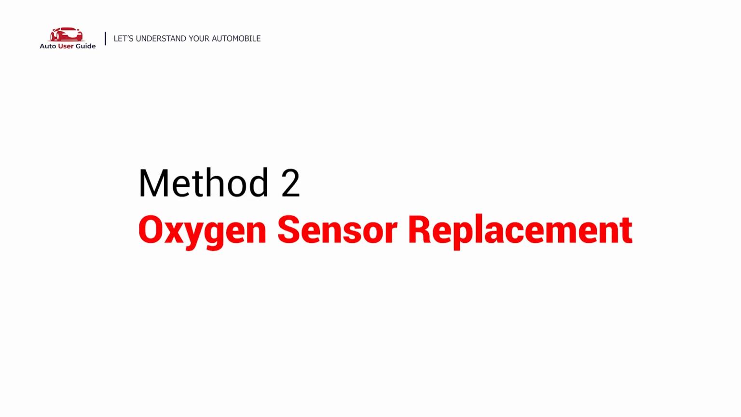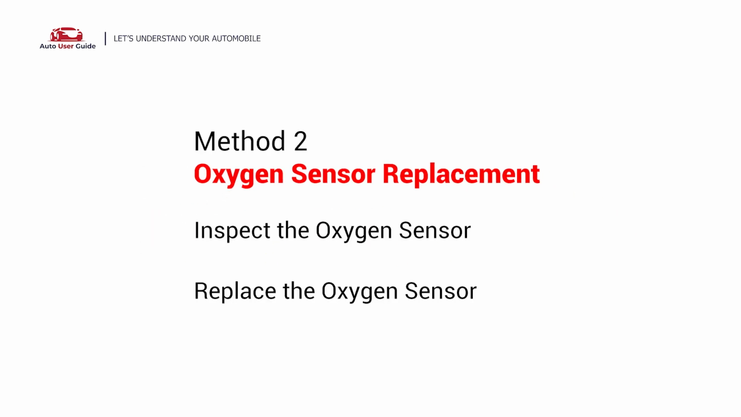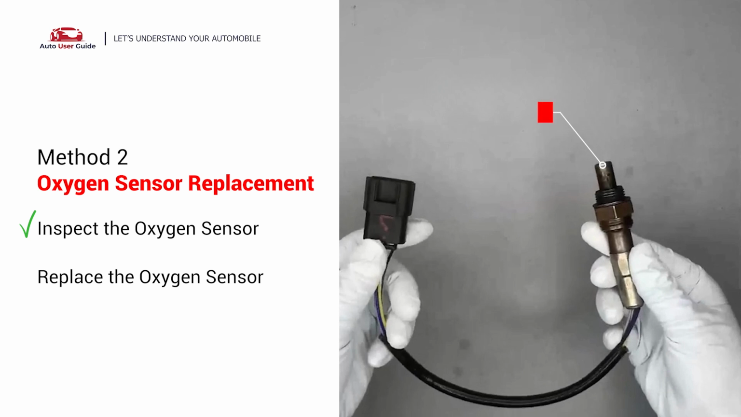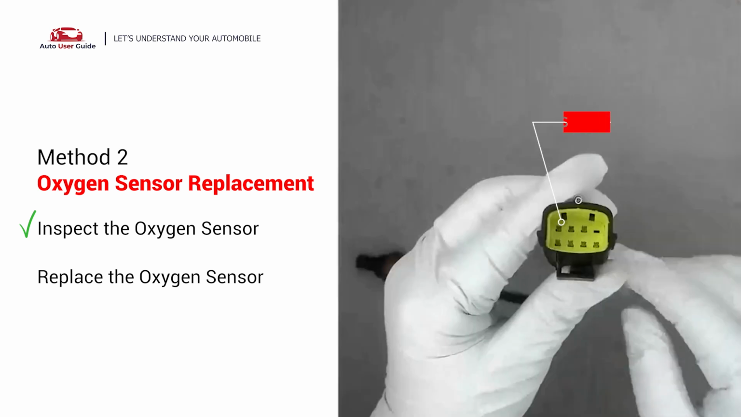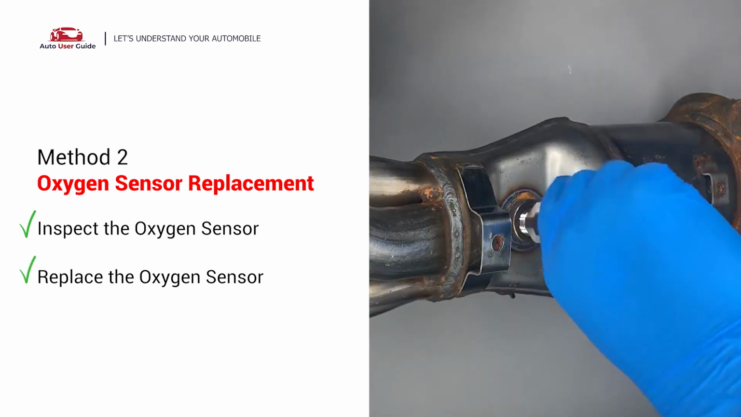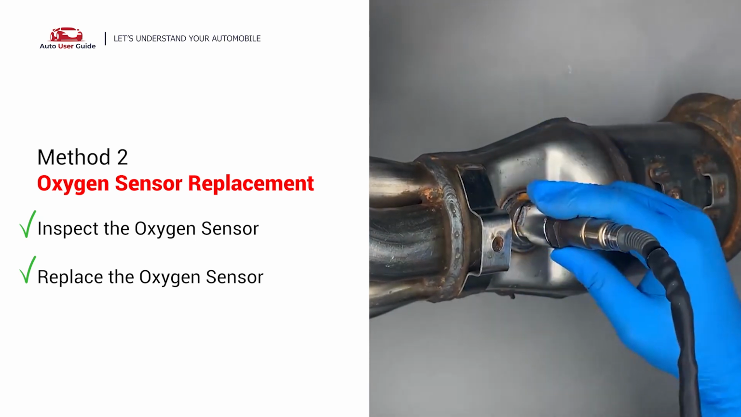Oxygen sensor replacement. Carefully remove the oxygen sensor from the catalytic converter and visually check the oxygen sensor electrical connections, wire harness, and metal tabs for any damages. If damages are found, then replace the oxygen sensor.